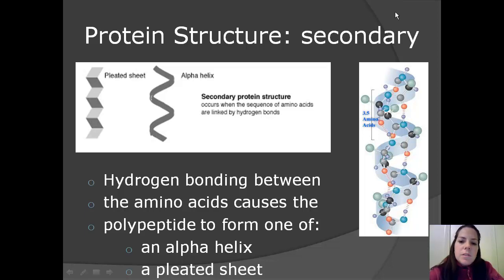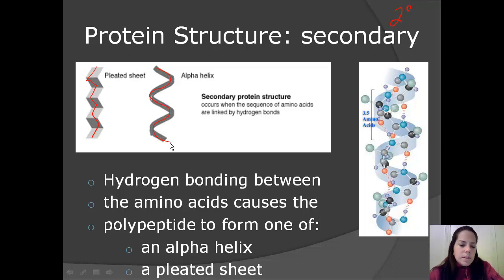When we move on to the secondary level for protein structure, that can come in two forms. It can come in the form of a pleated sheet, as you can see here, or it can actually form an alpha helix.